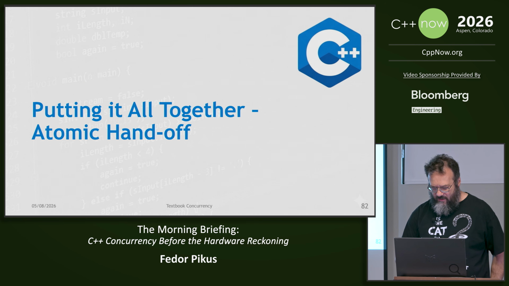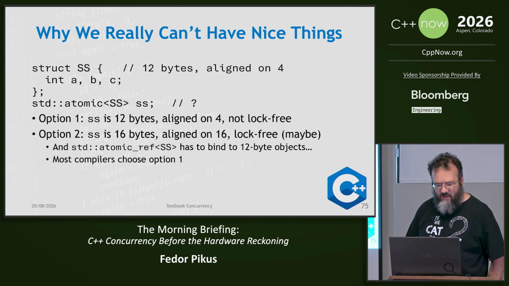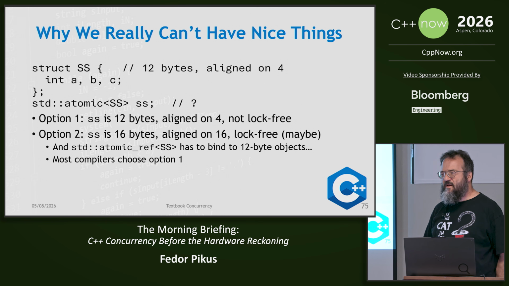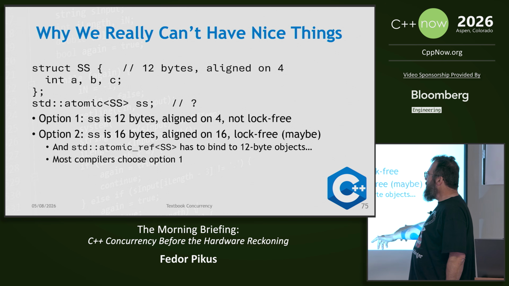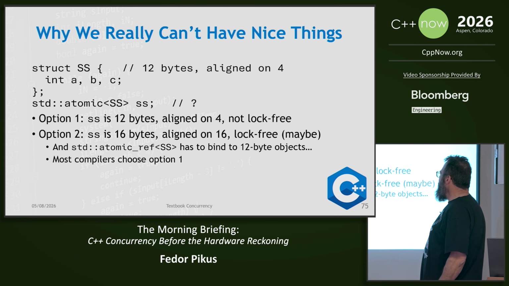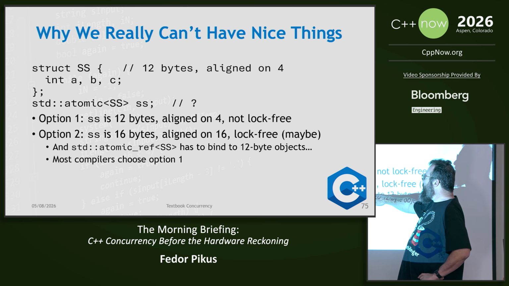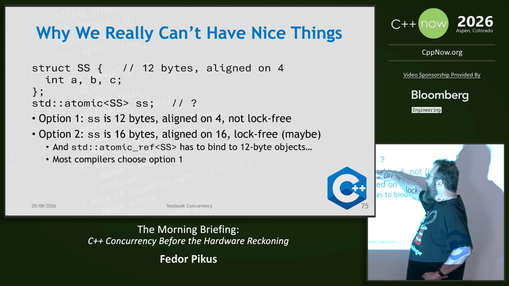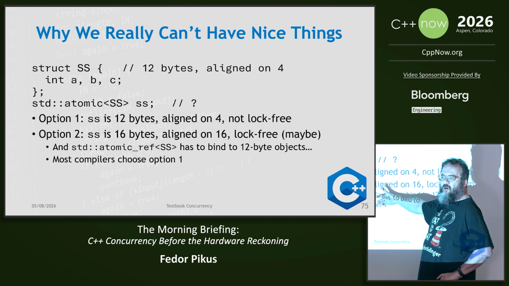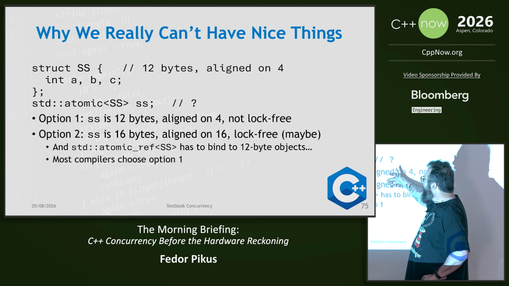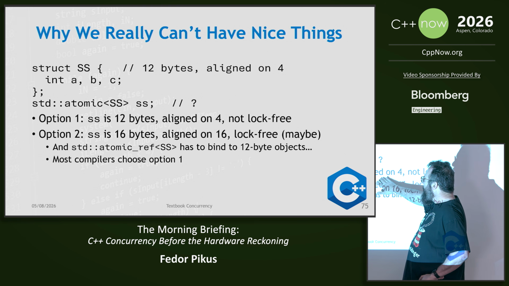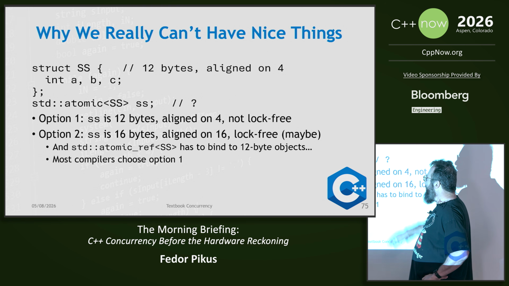Can you go back? I don't get your argument. Atomic ref was introduced much later, right? It's C++20, yes. So why does it affect at all the choice for the implementation of std atomic? Well, it would be harder to do atomic ref. I mean, you're right that most compilers made that choice before atomic ref was introduced. Both choices are legal. Most compilers did this without padding.